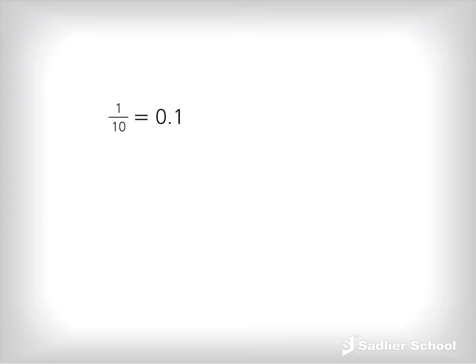Recall that the fraction 1/10 can be written as a decimal, with a 0 for the whole number part, a decimal point, and the digit 1 to represent the part less than 1. The decimal point separates the whole number part and the part less than 1. Read both the fraction and the decimal as 1/10. The fraction 1/100th can be written as a decimal with a 0 for the whole number part, a decimal point, and the digits 0 and 1 to represent the part less than 1. Read both the fraction and the decimal as 1/100th.